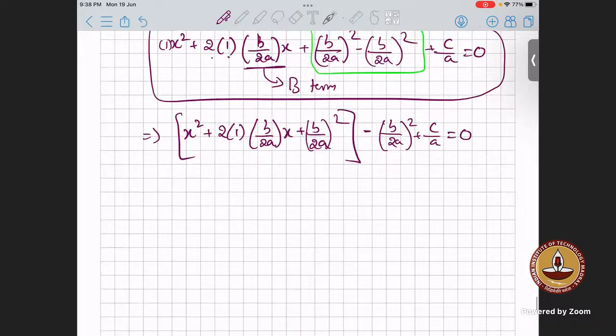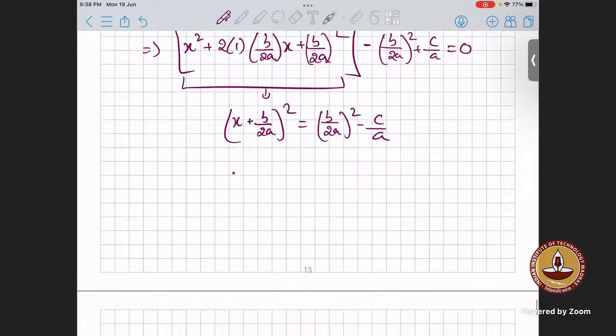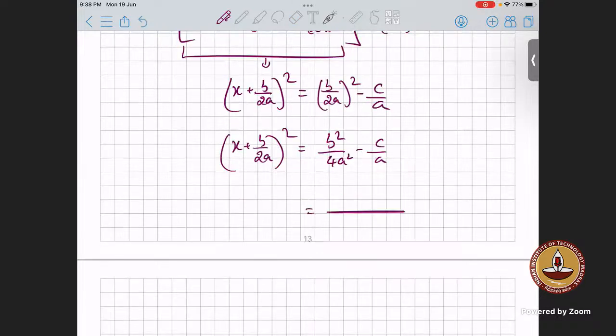Now we can write this whole thing as x plus b by 2a whole square equal to b by 2a whole square minus c by a. That is b square by 4a square minus c by a. Doing the LCM, we get b square minus 4ac over 4a square.